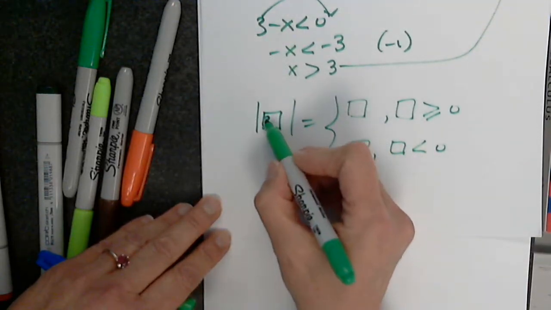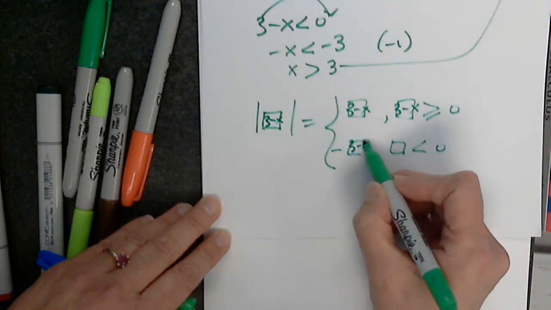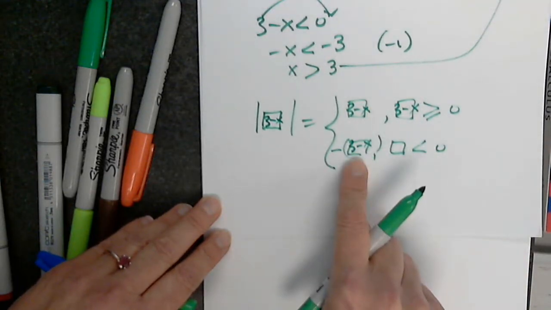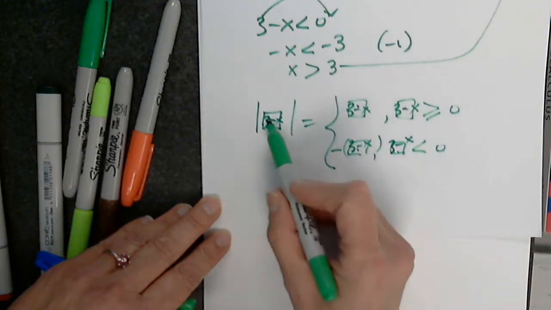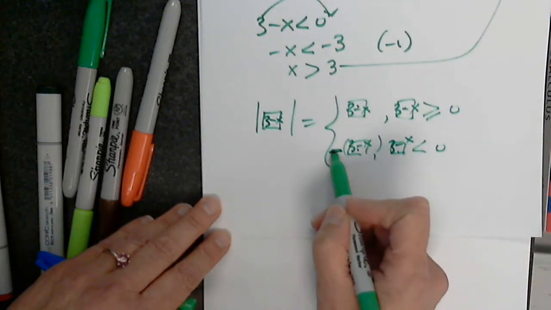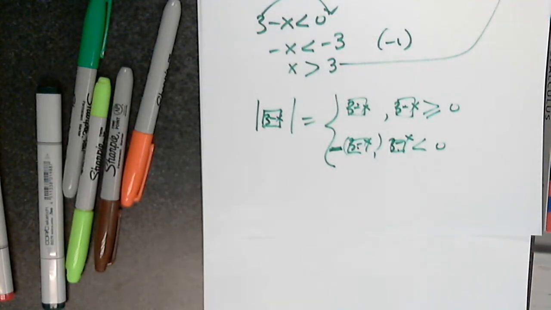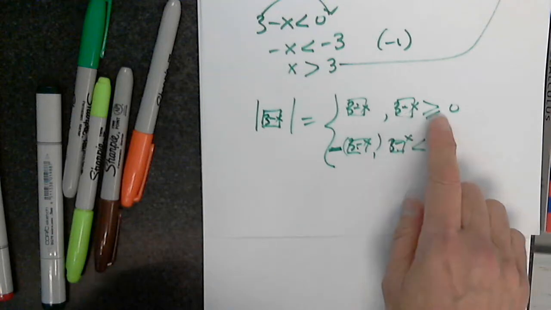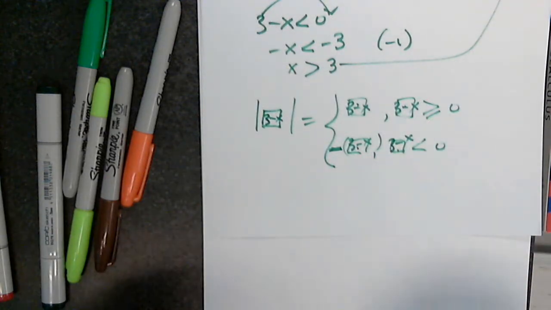So if I have this, remember, this is 3 minus x. This is 3 minus x. This is 3 minus x. This is 3 minus x multiplied by negative 1. And this is 3 minus x. All these 5 have to be identical. The only change is here. So I can't change anything. It's 3 minus x greater than or equal to 0, 3 minus x less than 0. This is carved in stone.